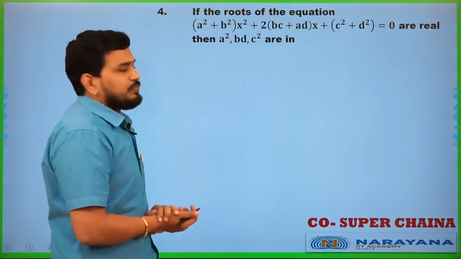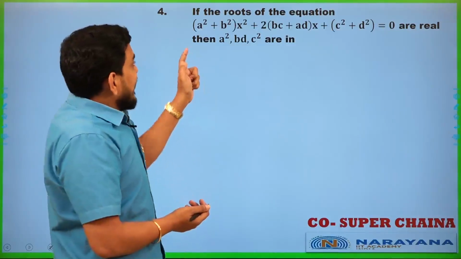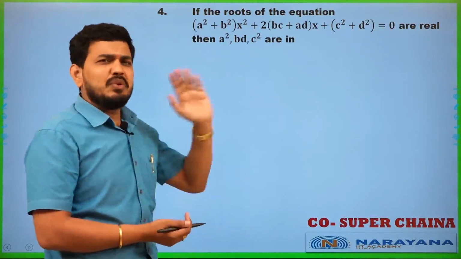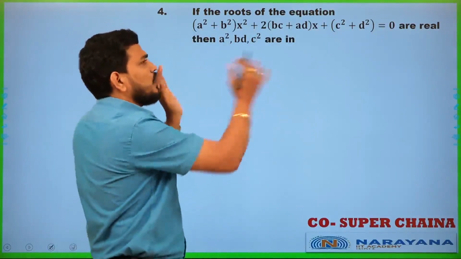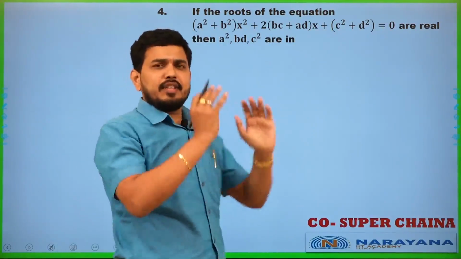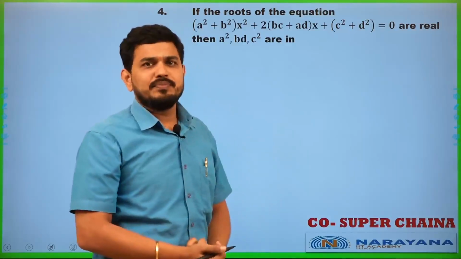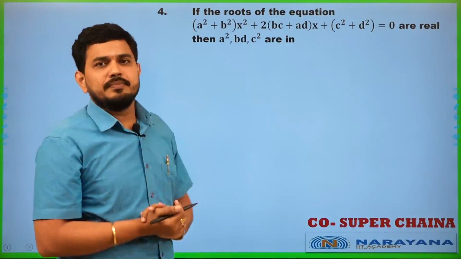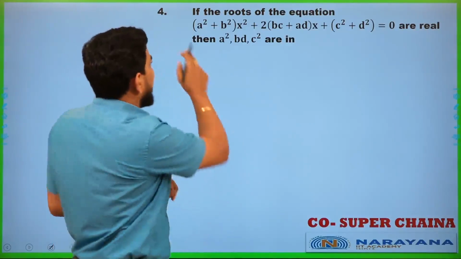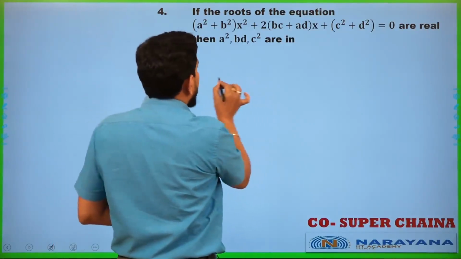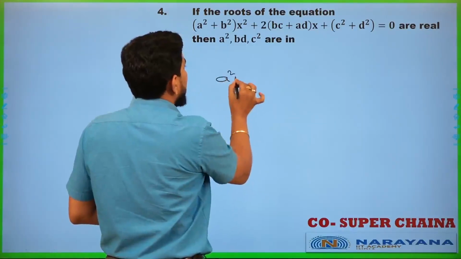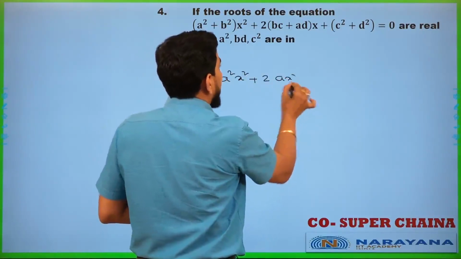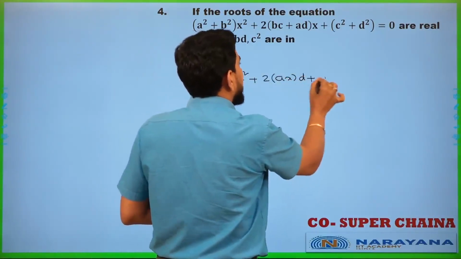So look here. The question is roots are real. So when the roots are real, straight away you will go for delta greater than or equal to 0. But I want to do this question in a different manner. Observe carefully the equation they have given: this equation is a square x square plus 2ax into d plus d square.